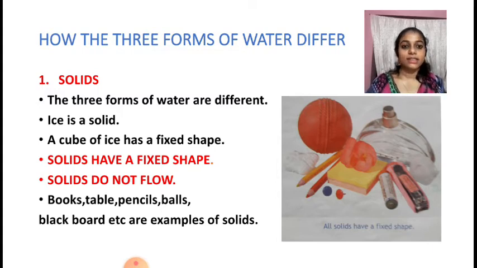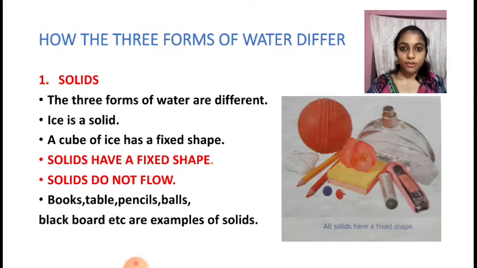So the first thing is the solid. The three forms of water are different. Ice is a solid. A cube of ice has a fixed shape. We are discussing how the three forms of water differ, that is, how the solid is different from the liquid, how the liquid is different from gas, like that. So, we all know that ice is the solid form of water.